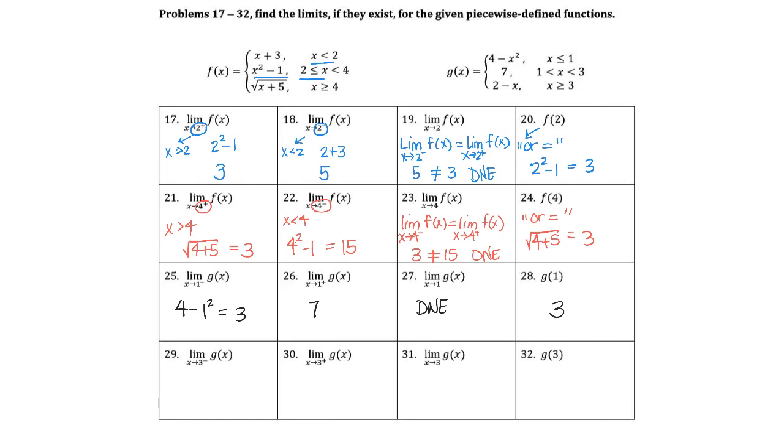All right, moving on to 29. Same idea, same process. We're still just going through our piecewise. So the limit as x approaches 3 from the left, that's going to be our 7. From the right, that means we're going to plug into the bottom, and so I'm going to have 2 minus 3, which is going to be negative 1. And then that tells me that the limit from the left is not equal to the limit from the right, so it does not exist. And then finally, the actual value at 3 is negative 1.